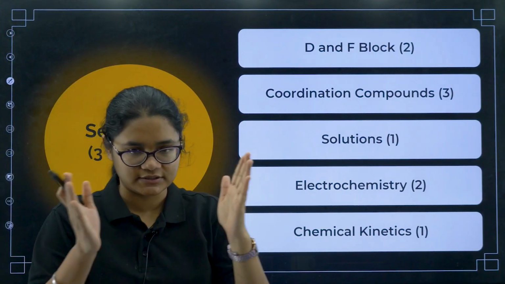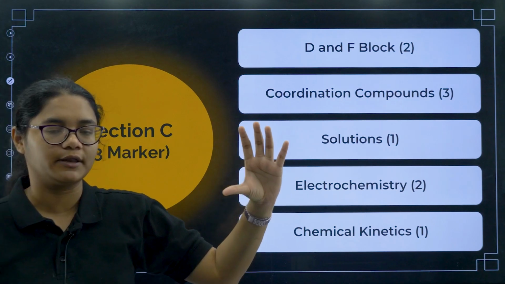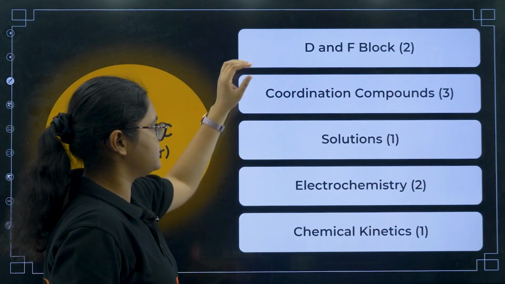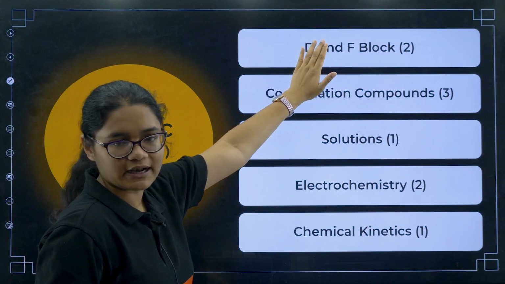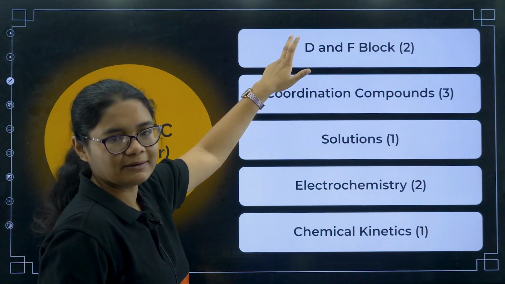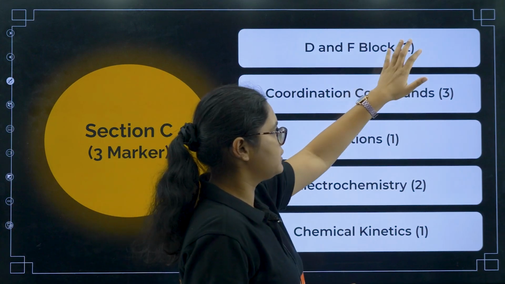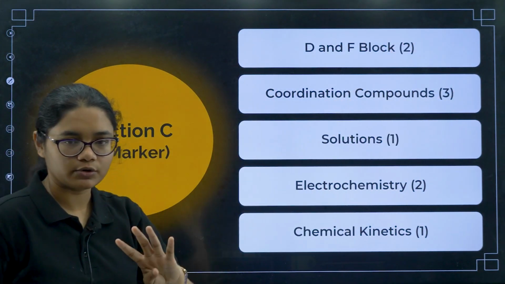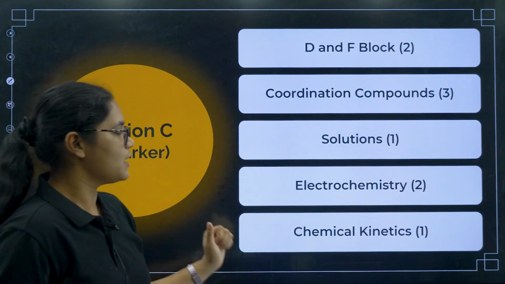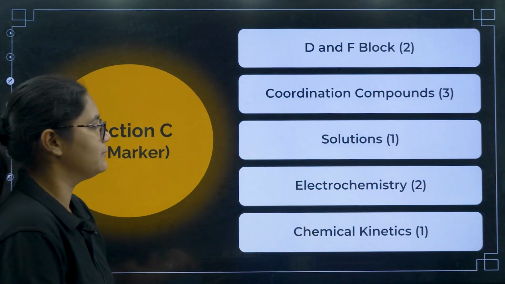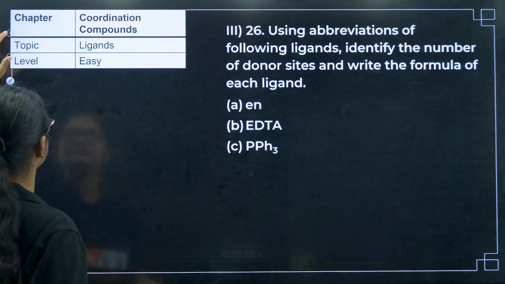So a 3-marker question is of 2 types. One will be for your inorganic chemistry, one will be for your physical chemistry. In inorganic chemistry, you will get 5 questions from d and f block and coordination. It is like 2 plus 3 or 3 plus 2. But in this paper 2 d and f block and 1 coordination question is given. After that you will have 4 questions from physical chemistry. 1 will be from solutions, 2 will be from electrochemistry and 1 will be from chemical kinetics. So let us see this.